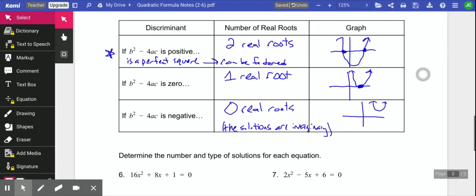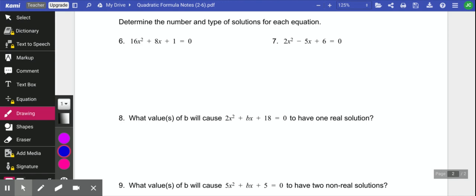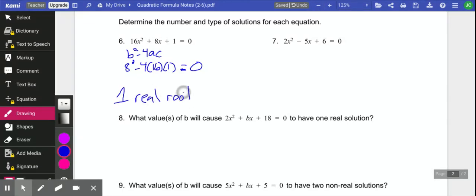So let me show you how this comes in handy. We want to determine the number and the type of each solution. I don't care what the solutions actually are. It didn't ask us to find that. We are just going to look at b squared minus 4ac. So in this problem, we have 8 squared minus 4 times 16 times 1. And that gives us 0. So that means we have one real root. Okay, one real solution. It's a real number.